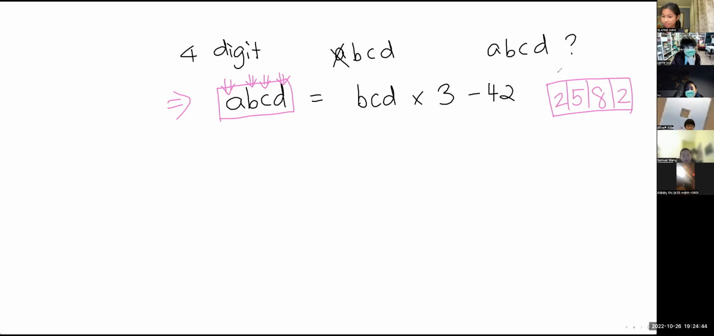So I give you a number, 2,582. Okay. So this 2 represents what? Some people tell me it's a 2. No, it's not 2. It's 2,000. It's 2 times 1,000. Why? Because this 2 is sitting on the 1,000 place.